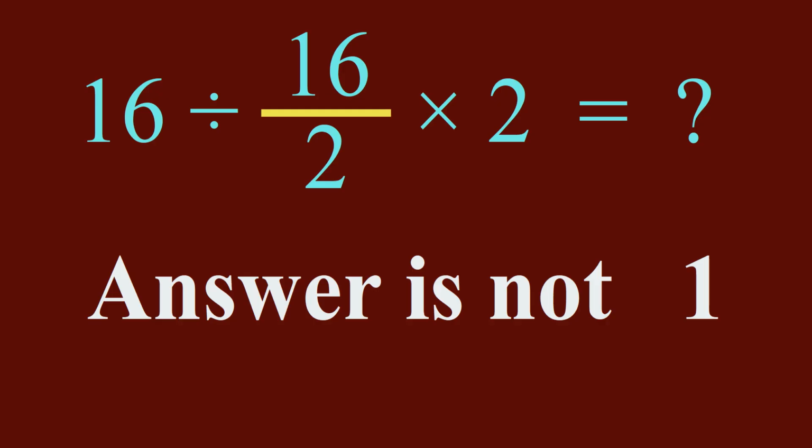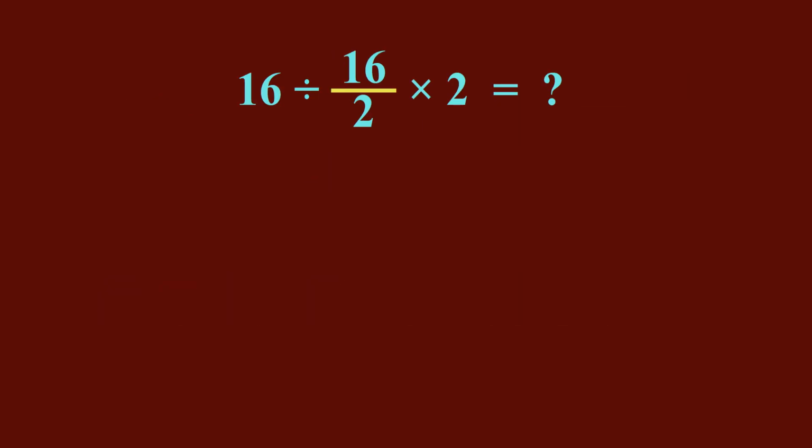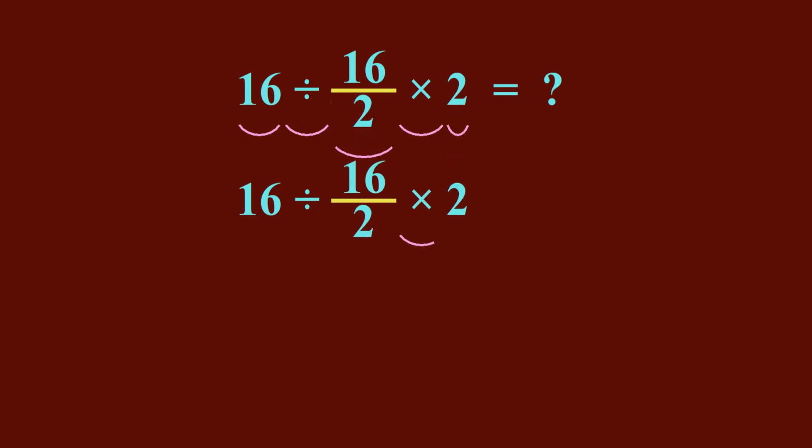In this visual story, our goal is to determine the numerical value of this statement. 16 divided by 16 over 2, then times 2. First we do this multiplication. 16 over 2 times 2. We can easily cancel this 2 and this 2. So here we have this 16 only, and 16 divided by 16 equals 1.